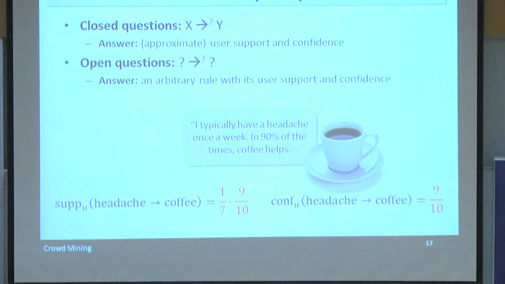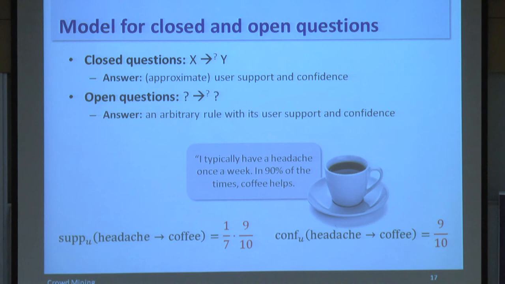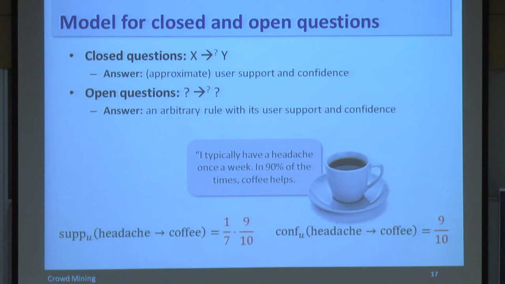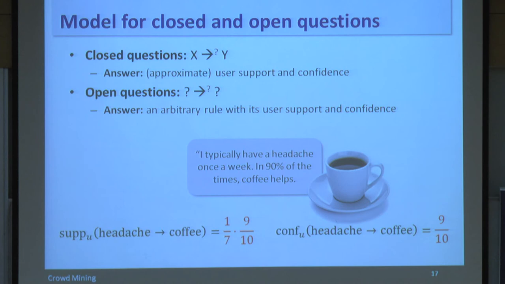Now, what kind of questions can I ask people? I can ask closed questions, where I show them specific X and Y, and I ask them, okay, tell me the confidence and the support for that. Or I can ask an open question, which is give me an interesting rule and the support and confidence for it. So here's an example. I can ask, for instance, tell me something interesting, and then they can tell me, I typically have a headache once a week. In 90% of the time, coffee works. What does it mean in terms of confidence and support? So the support of when I have a headache, I take coffee is 1/7, because this is once a week, times 9/10, because it's 90%, okay? And the confidence is simply the 90%. Okay, we're good up to here?